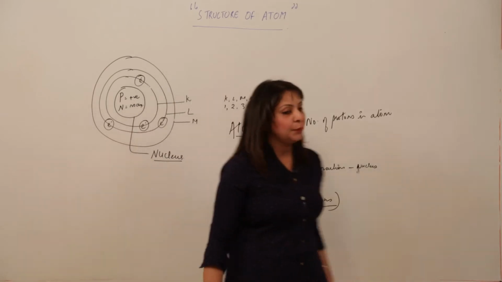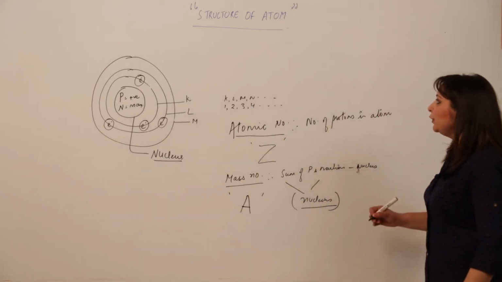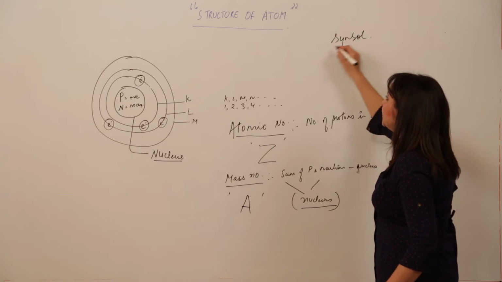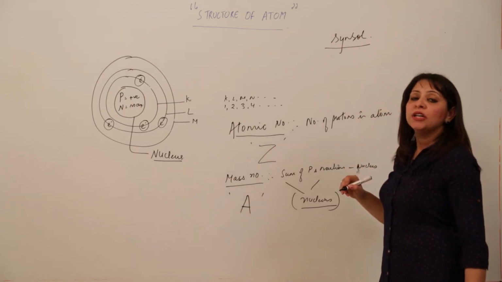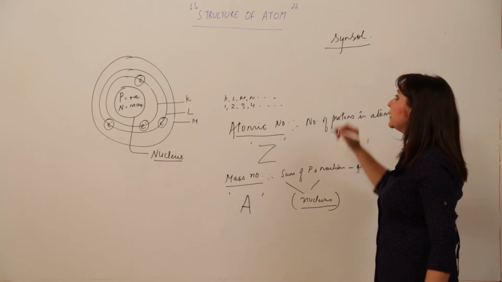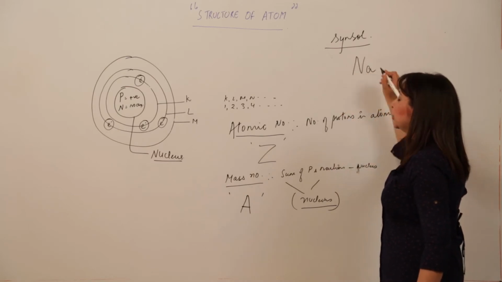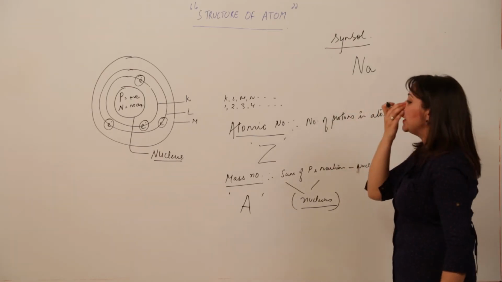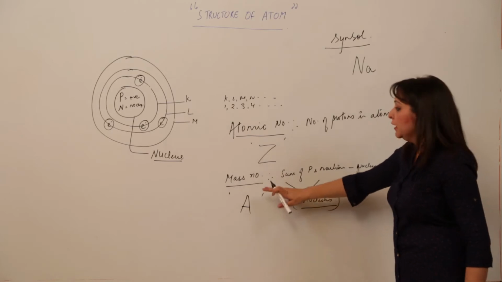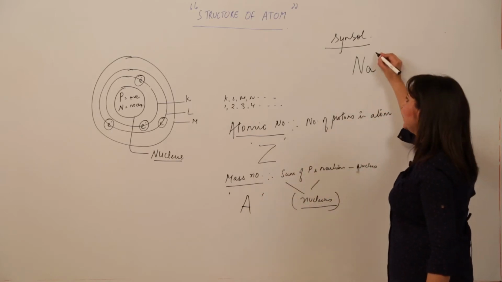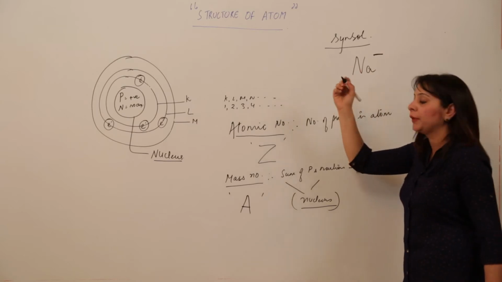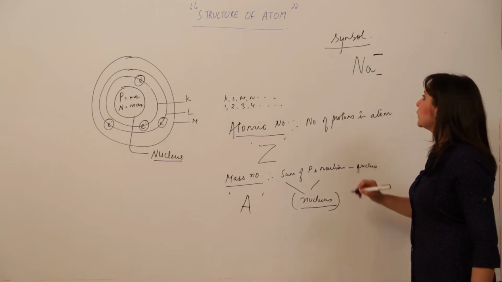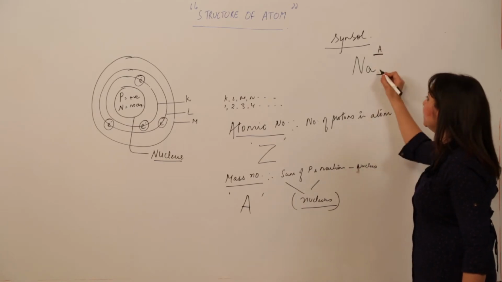So whenever we are representing any element, we represent the element with its symbol. Say I am taking an example of sodium. As we know, the Latin name of sodium is natrium, and the symbol used for sodium is Na. So first of all, to represent an element, you need to write the symbol, and then you specify it with atomic number and mass number. Mass number is written as a superscript. Superscript is written on the top, and subscript is written at the bottom. So mass number acts as a superscript. It is written here and the atomic number is written here.